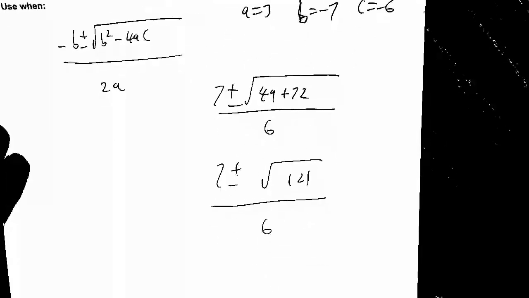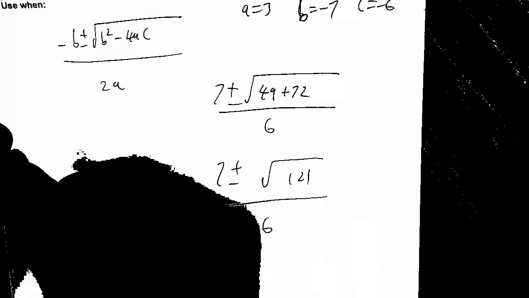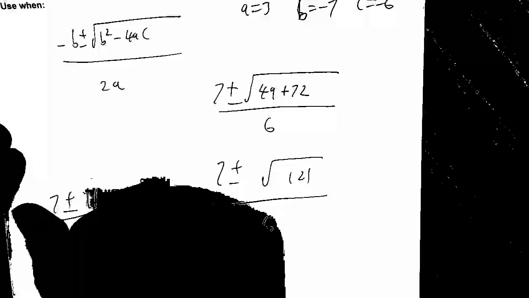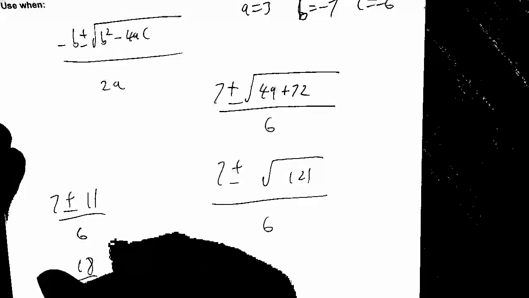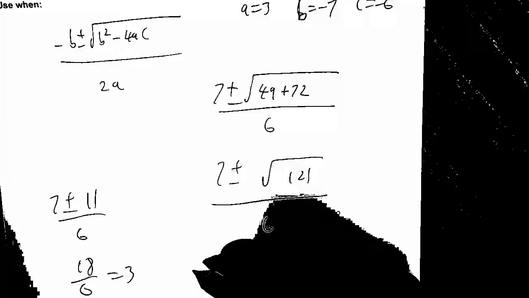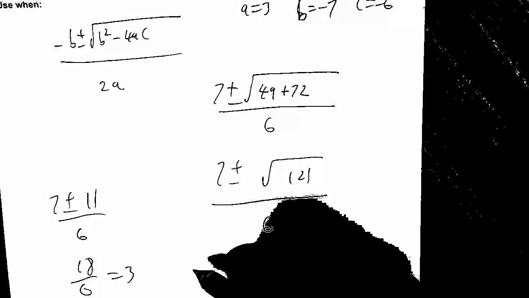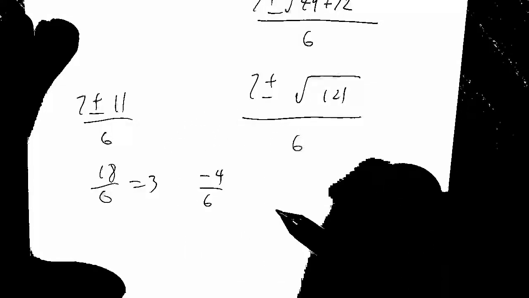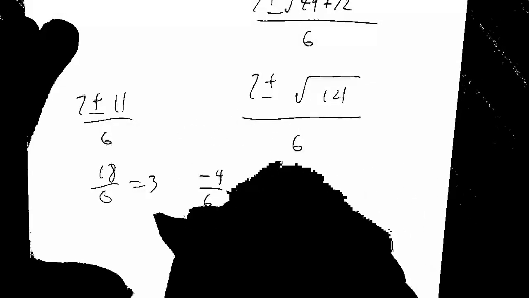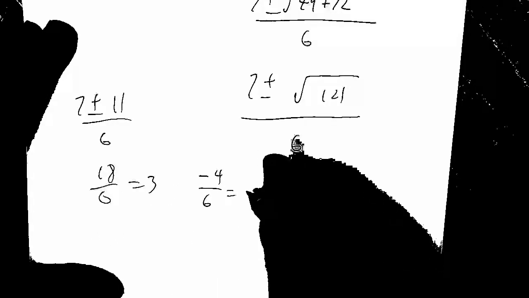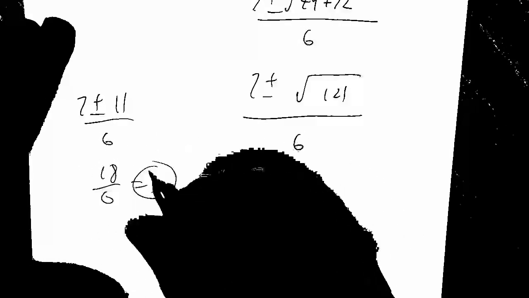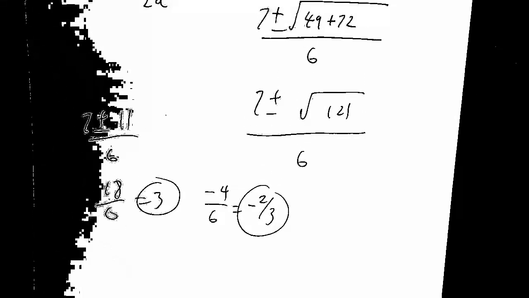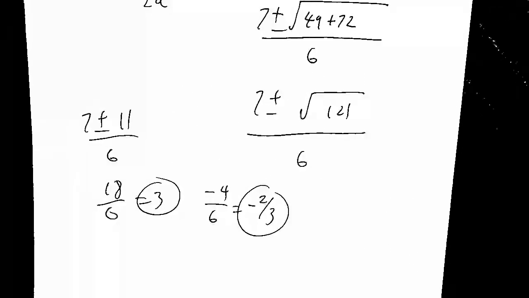What's root 121? 11. So it's 7 plus or minus 11 over 6. That's 7 plus 11 over 6, which is 18 over 6, and then 7 minus 11 over 6, which is negative 4 over 6. Yes, 7 plus or minus 11 over 6. And then what from there? That's it. Wait, what do we have after this?